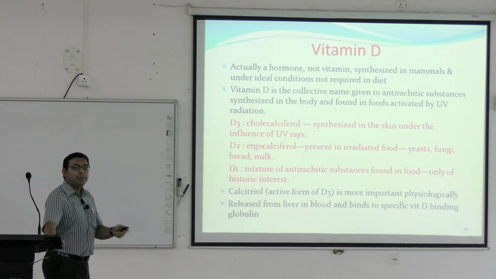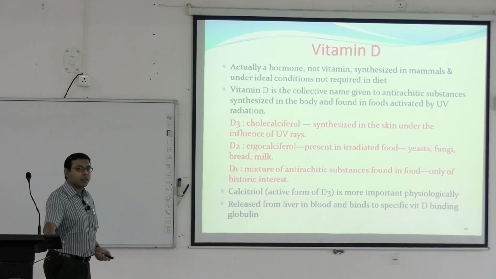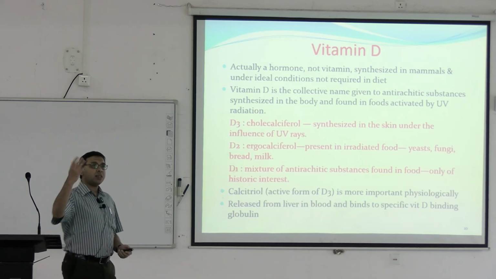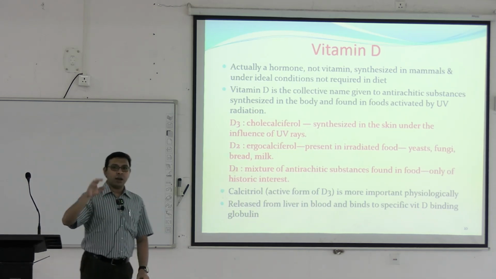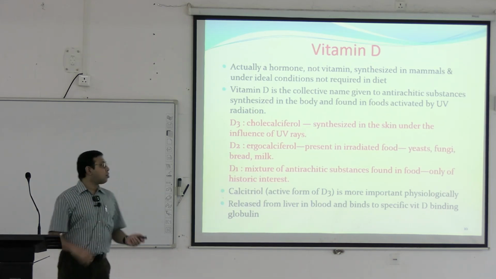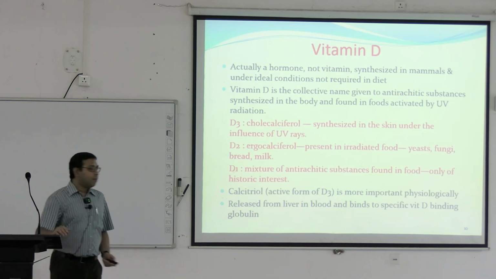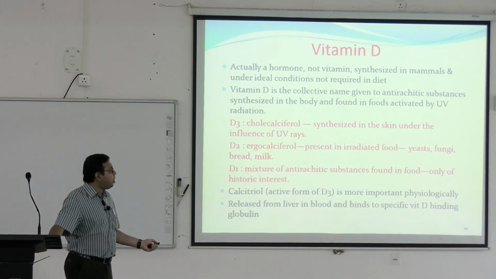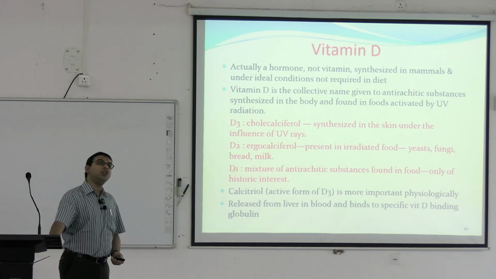D1 is basically a mixture of different anti-rachitic substances found in food, only of historic interest. Previously, when 25-hydroxy vitamin D was not extracted, this vitamin D1 was used. Calcitriol is the active form of vitamin D3. It is the most important physiologically.